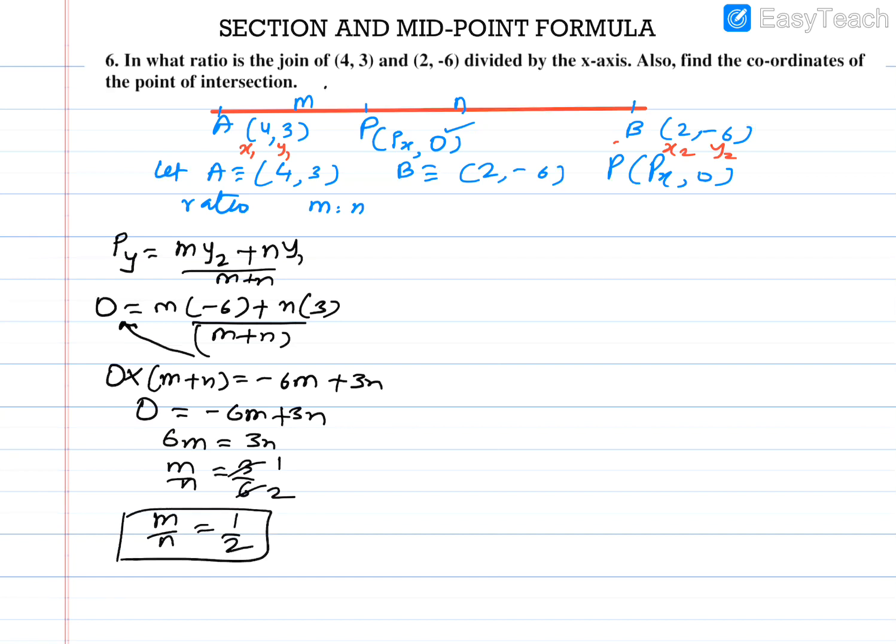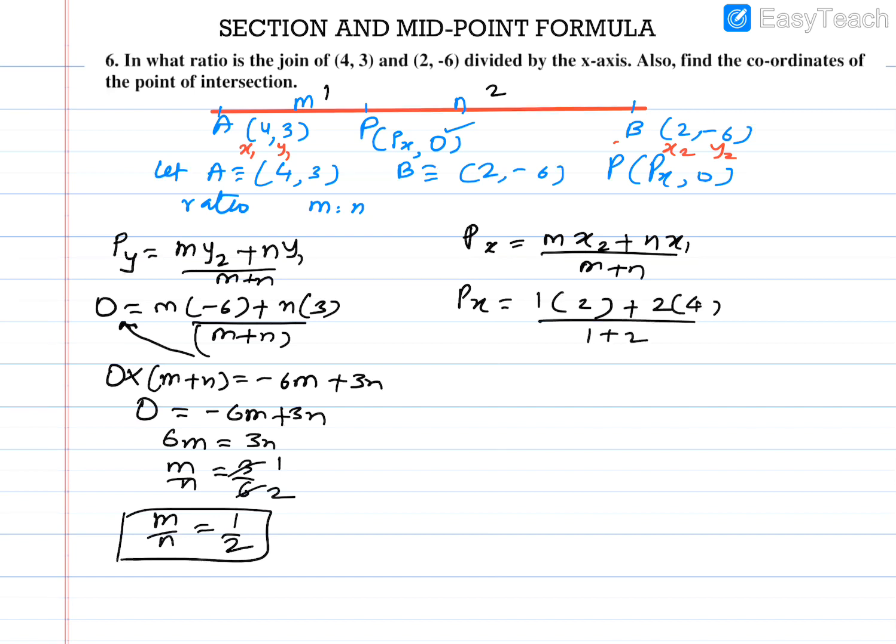Now we know m is to n as 1 is to 2. Now we will find the coordinate of x. Px will be equal to (m x2 plus n x1) upon (m plus n). So Px will be equal to, what is m? 1. What is x2? x2 is 2. What is n? 2. What is x1? 4, upon m plus n, that is 1 plus 2. Px will be equal to (2 plus 8) upon 3. So Px will be equal to 8 upon 3. So therefore the coordinate of P will be (8 upon 3, 0).